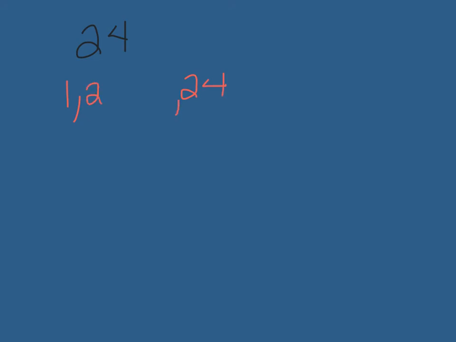2 also goes in there. You know, I'm going to need to make that bigger. There, now I've left enough room. 2 times 12 equals 24. Then I have 3 times 8 equals 24. 4 times 6 equals 24.